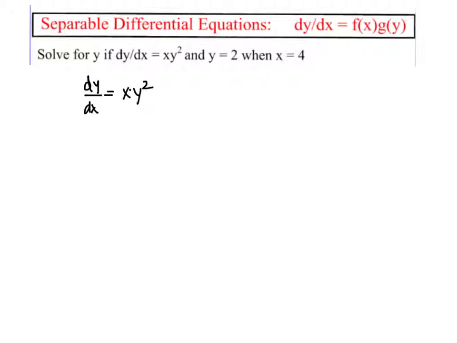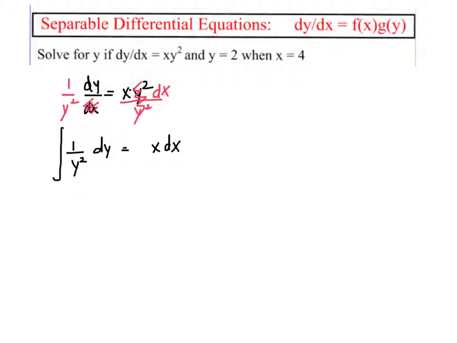So the first thing I'm going to do is separate, which means I want all the x stuff together. So I'm going to multiply this side by dx. Well, now I want to move the y, so I'm going to divide both sides by y squared. So I'll write 1 over y squared here. So now what I've got is 1 over y squared dy equals x dx. So I've separated. The y's are on one side, the x's are on the other.